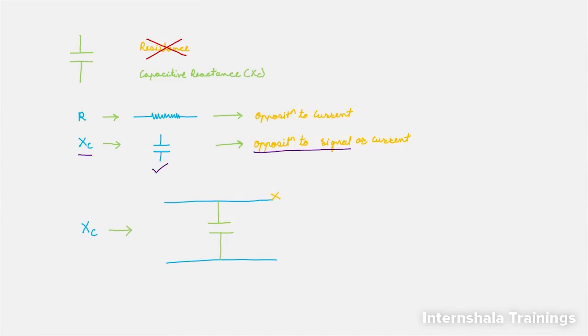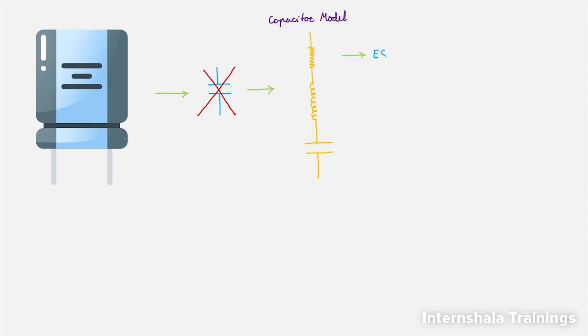But we actually live in the practical world. And in the practical world, when you purchase a capacitor, it's not just a capacitor. It consists of some amount of resistor, then some amount of inductor, and ultimately the capacitor. So this is how the capacitor looks in the practical world. And the resistor present in the capacitor is called ESR, which stands for equivalent series resistance, and it exhibits the property of resistance.